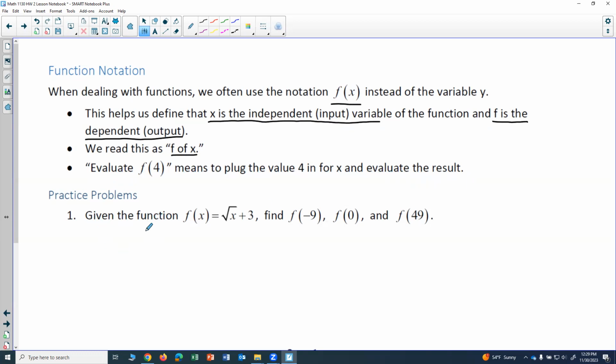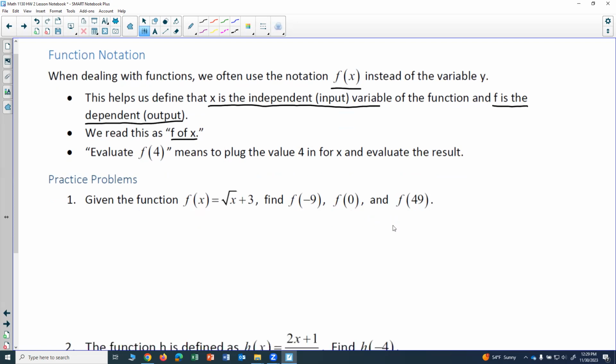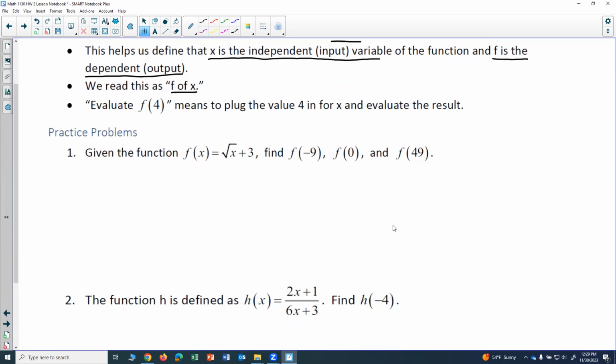For example, if I was given the function f of x equals square root of x plus 3, and I was asked to find f of -9, f of 0, and f of 49, that would mean that I want to take those values and plug them in for x. So let me do f parentheses -9 first. That means I'm going to take the -9 and put it in my function for x. So I get square root of -9, and then outside of the square root, a plus 3.